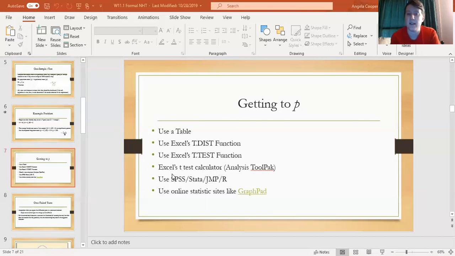You can use Excel's Analysis ToolPak, which I know in lab you guys have discussed. You guys have used that. So you can use that to find your p-value. You can use different statistical packages, different statistical programs, SPSS or R, those are some common ones. But for our class, we're dealing primarily with Excel. You can also use an online stat site like GraphPad, where you can enter in your sample size, your means, and your standard deviations, and that will give you your p-value as well as your t statistic.